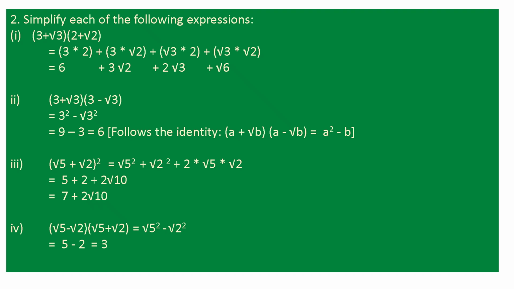The next problem is (root 5 plus root 2) the whole squared. This will follow the identity (a plus b) the whole squared. If you just replace it in the formula, you get the value 7 plus root 10. The next sum is of the format (a minus b) into (a plus b), which is nothing but a squared minus b squared, the value of which you will get as 3.